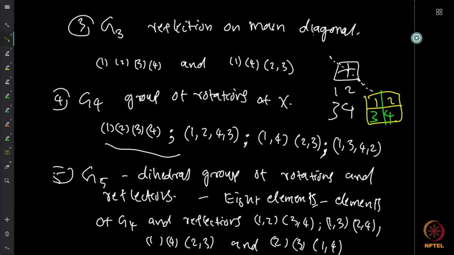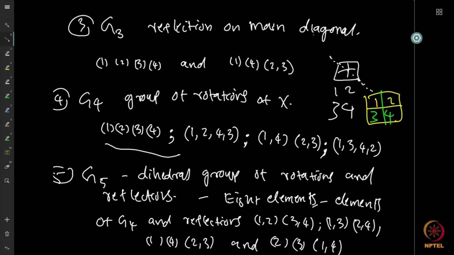Then 1 going to 2, 2 going to 4, 4 going to 3, and 3 going to 1. It's one rotation by 90 degrees. Then if I have 2 rotations, then 1 will go to 4 after 2 rotations, and 2 will go to 3, and 3 will go to 2, and similarly 4 will go to 1. So I get this permutation.